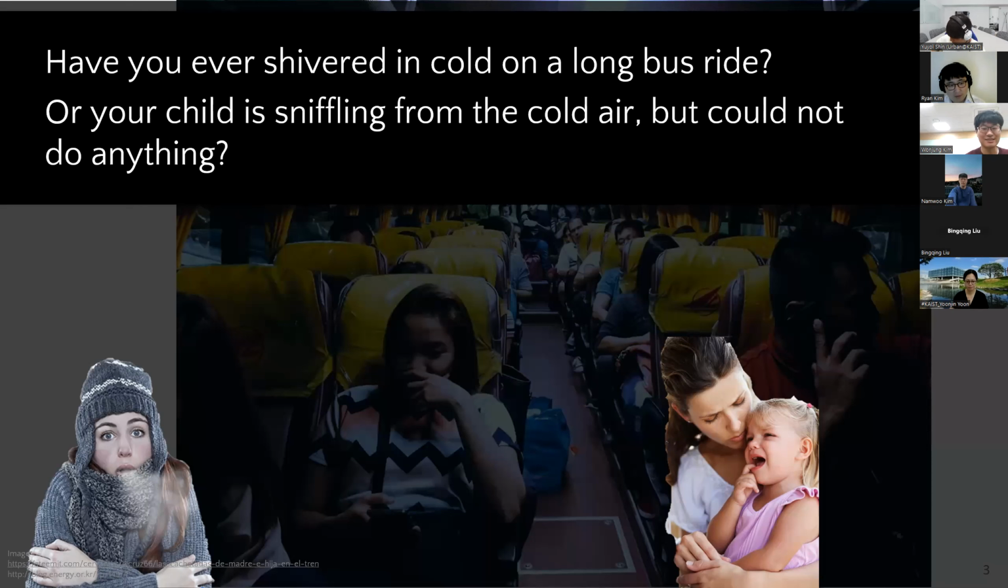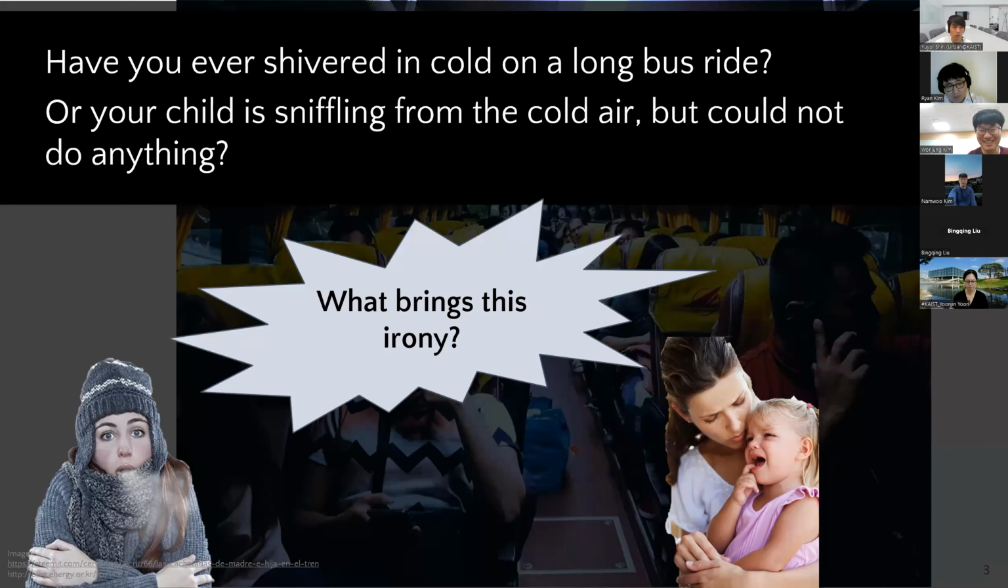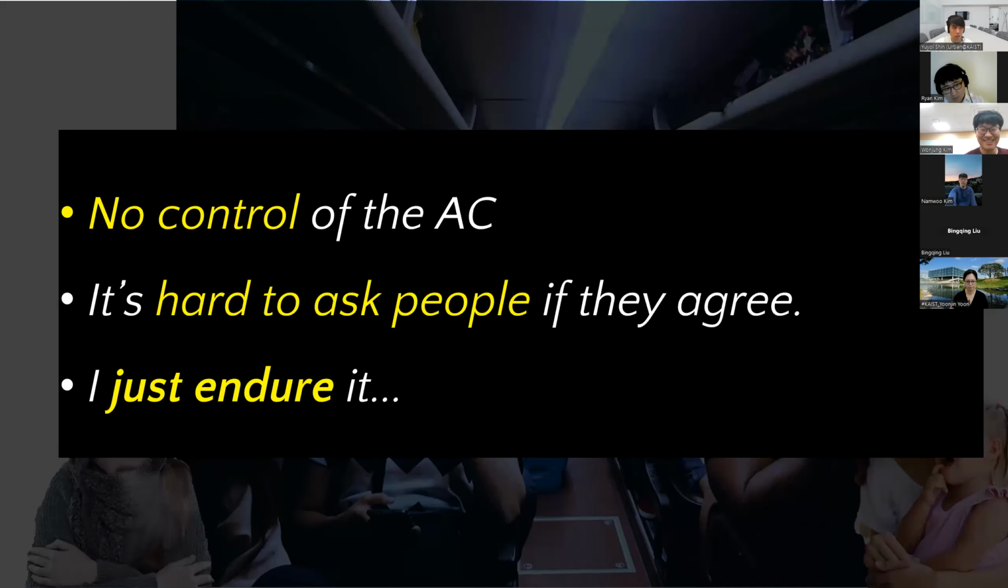The AC is actually supposed to give comfort to passengers, right? But it gives discomfort instead. So what brings this irony? First, it's usually the case that the passengers have no control of the AC. Second, maybe you are lucky enough to find the control panel of the AC, but you notice that other passengers may not want to increase the temperature. And you will find it hard to ask other passengers or the bus driver if they will agree or not. So you end up doing nothing and endure the situation.